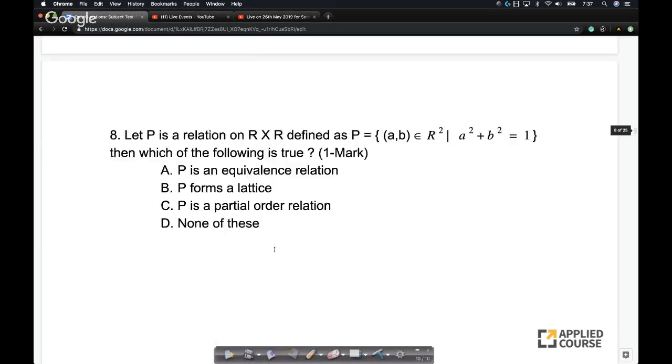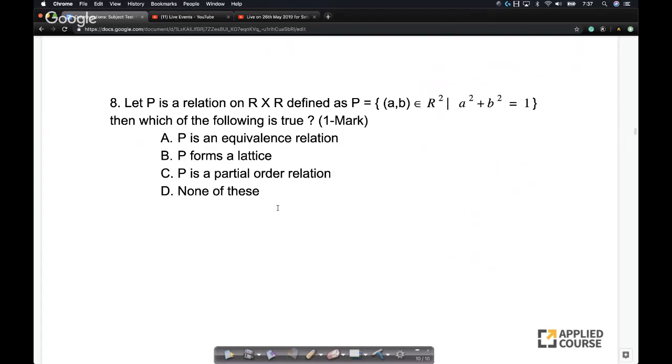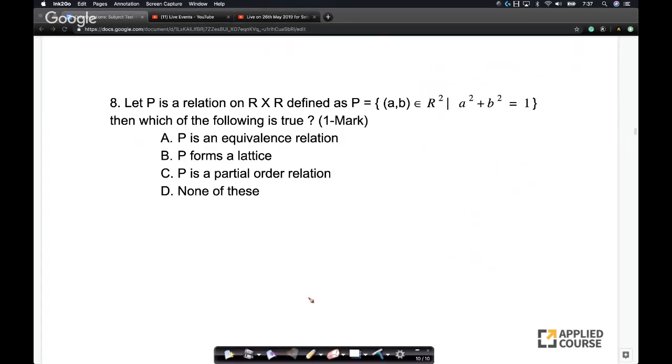So now let's go to question 8. Again, some of these are tricky, but they're fairly doable. Now, what does it say? It says, let P be a relation on R comma R defined as pairs A comma B such that A square plus B square equals 1. Then which of the following is true?